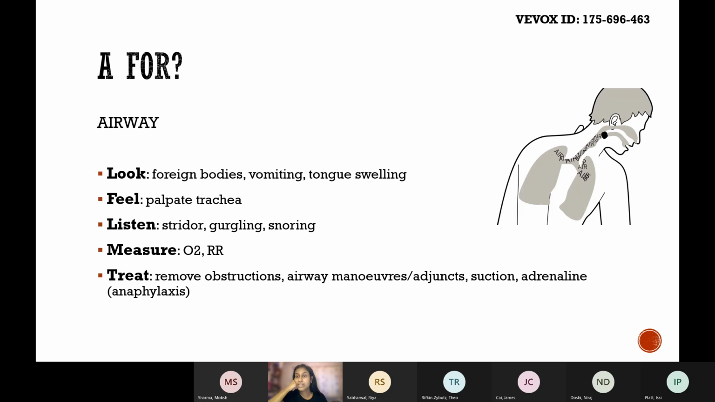Look inside the mouth, well done. Look in the mouth, Ria said, tilt the head, excellent. Look inside, okay, if it's clear, tilting the head. Seeing if the patient can talk, good. Chin lift, great. Well done, guys, good ideas there.